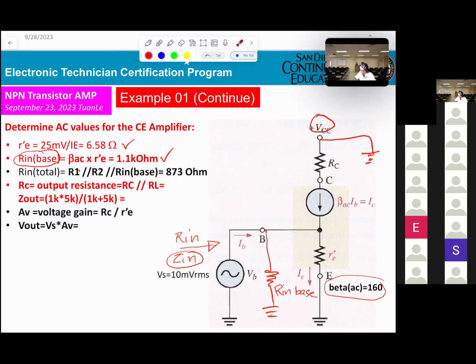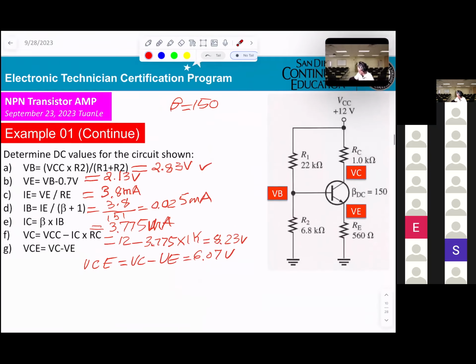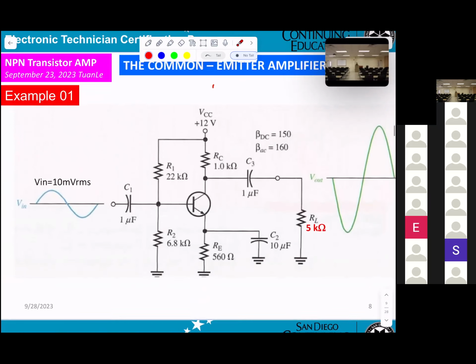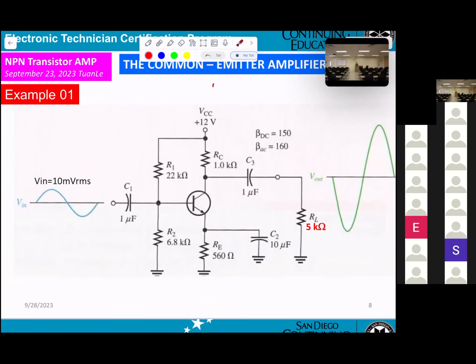Now, they're looking for output resistance. And if you're looking into here, output resistance means you're looking into the amplifier. You're looking this way. That's what they call Z out. How many resistances do you see?